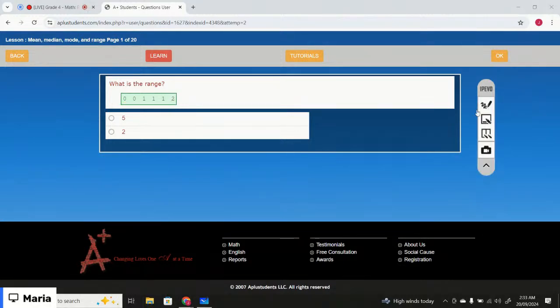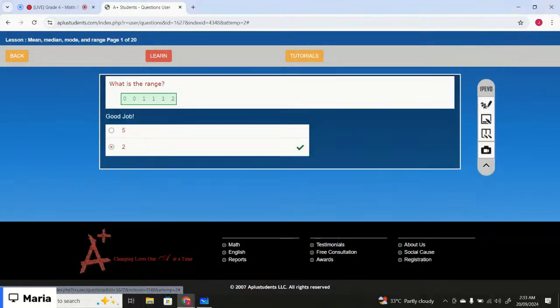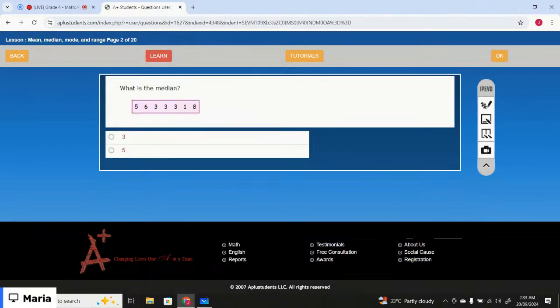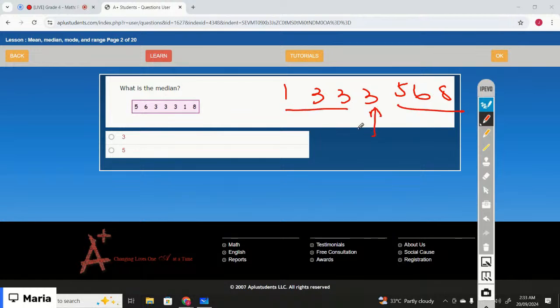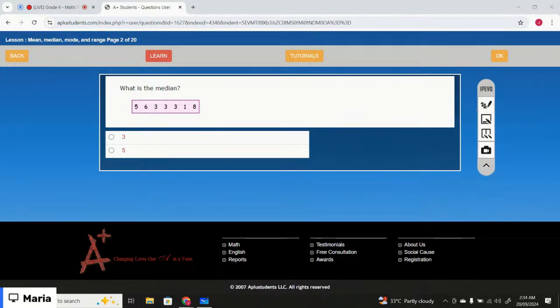Range is the difference between the greatest value and the smallest value in the given data. What is the median, right? So to calculate the median, you need to arrange these numbers from least to greatest, and then you have to see which one is the middle number. You have a total of 7 numbers, 3 numbers here and 3 numbers here. So that is the one that is exactly in the middle. But you have to arrange these numbers from least to greatest first, right? So the correct option is option number 1, that is 3.